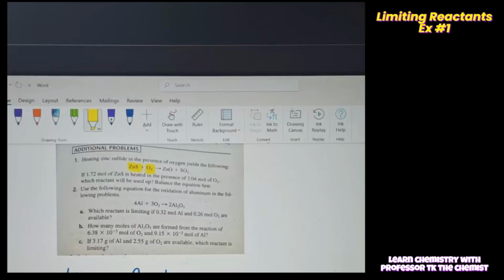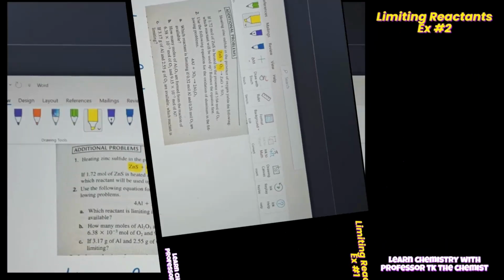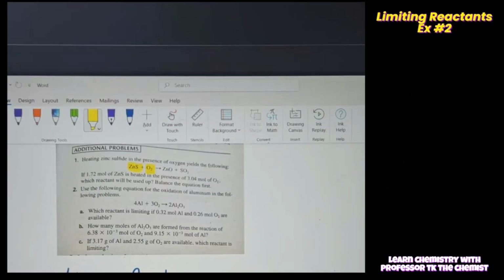All right. Now, we're going to move to the next problem because, again, that one was pretty straightforward. I don't need to really say much about that one.